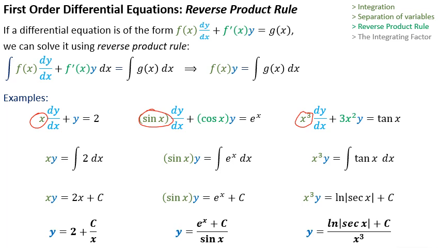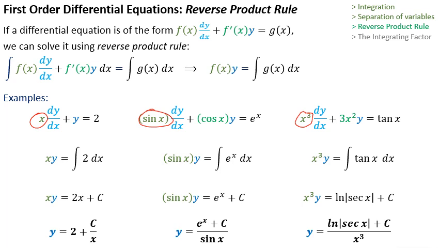Generally, it's possible for this type of equation. We end up with y equals 2 plus c over x for the first one, y equals e to the x plus c all over sine x, and then y equals ln of sec x plus c all over x cubed. You'll notice, including the very first one, if we'd ignored the c, we would have found a trivial solution.